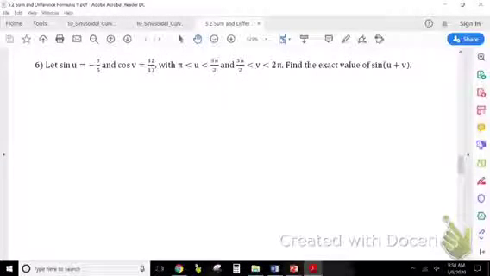So 5.2 example 6 says: let sine of u equal -3/5 and cosine of v equal 12/13, with u being between pi and 3 pi over 2 and v between 3 pi over 2 and 2 pi. Find the exact value of sine of u plus v. So we're after sine of u plus v.